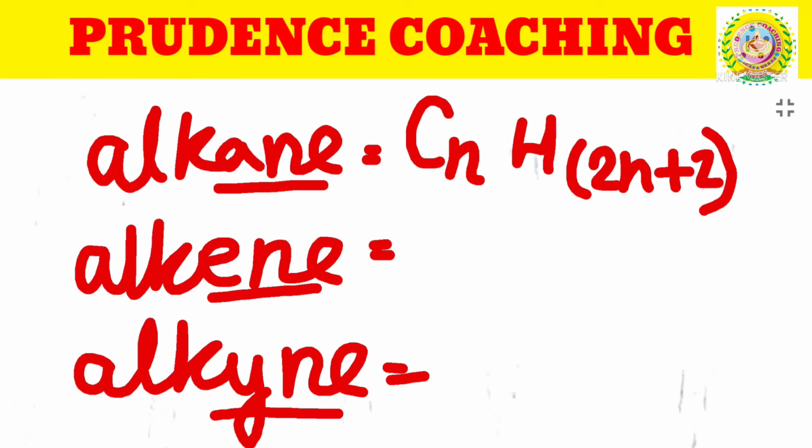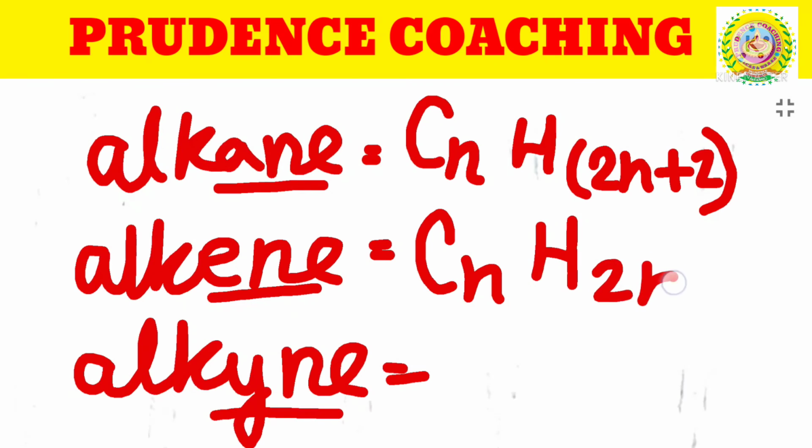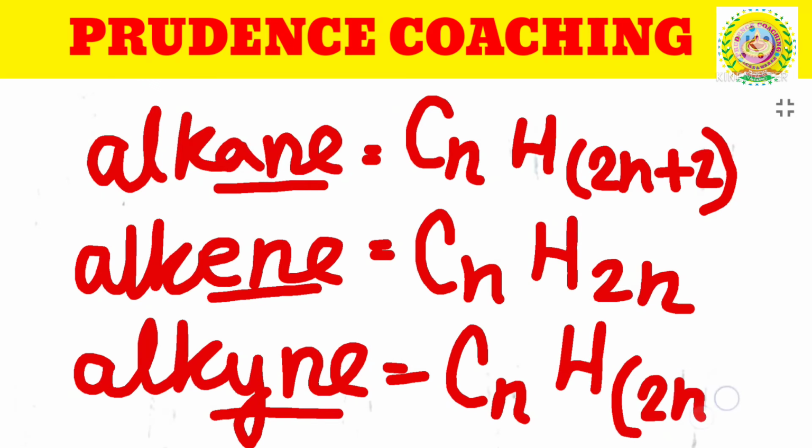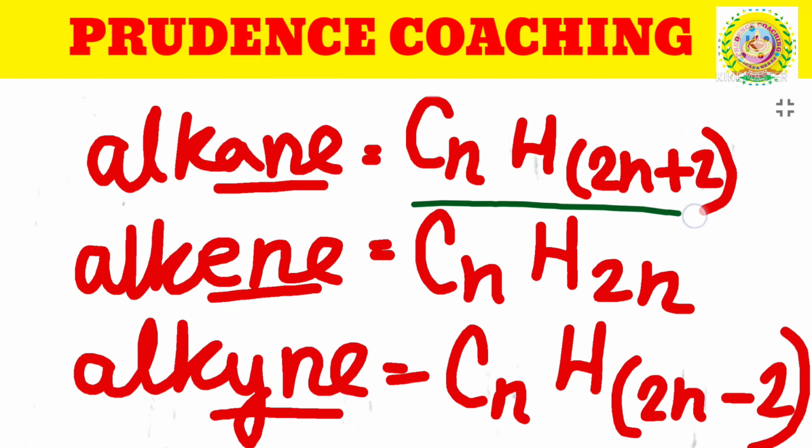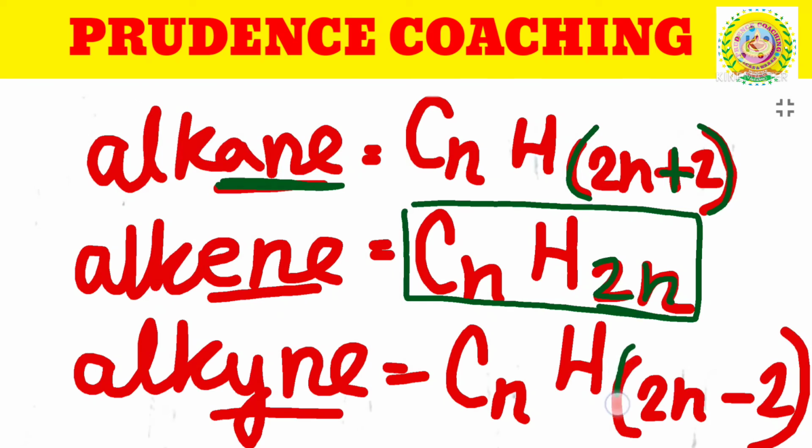And in case of alkene, it will be CnH2n. And in case of alkyne, it will be CnH2n minus 2. So how are you going to remember? You must remember this one, that is alkene, that is 2n. If you are finding out alkane, you need to add plus 2 with this 2n. And if you are finding alkyne, you need to subtract 2 from this 2n. So these are the general formulas.